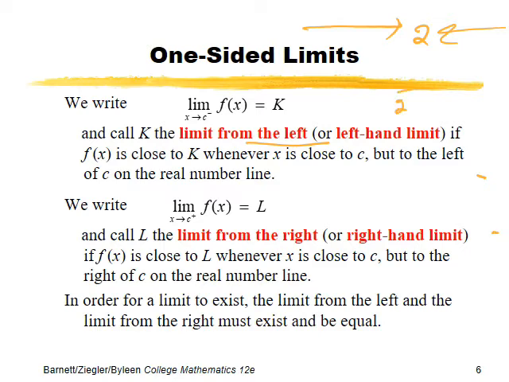We simply write negative on top of the 2, but it doesn't mean that we substitute negative 2. We will substitute 2 into the function. Likewise, we write 2 plus when we approach from the right side, but it doesn't mean that we substitute 2 plus something, but we will substitute 2 into the function.